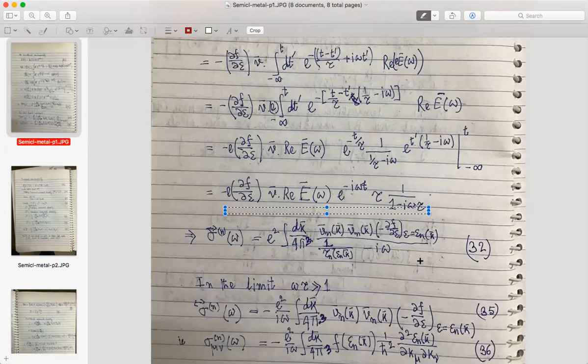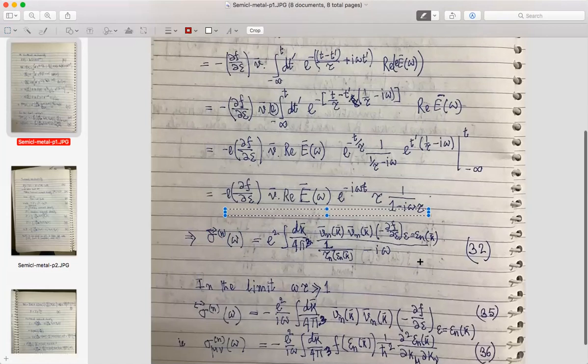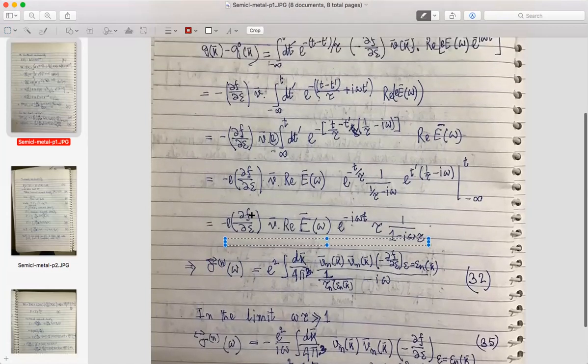So this again will give me an expression for sigma. What I have here is the part of G that is in excess of the equilibrium distribution function. Then I have to multiply that by V and by the electric charge with a minus sign, and integrate over K. That will give me the expression for sigma. So this is how I get sigma omega.